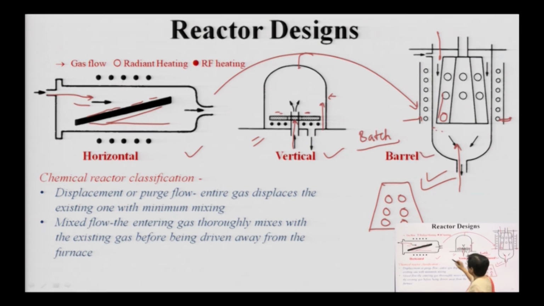Again, I am telling you, the improvised version of the horizontal furnace is your barrel design. You have batch processing ability possible, and since batch processing gives you better yield, multiple wafers can be exposed together for epitaxial growth. This particular method is the most recommended method as far as commercial applications are concerned.